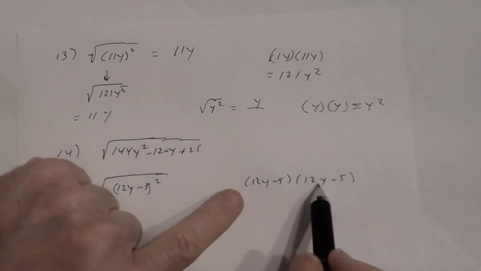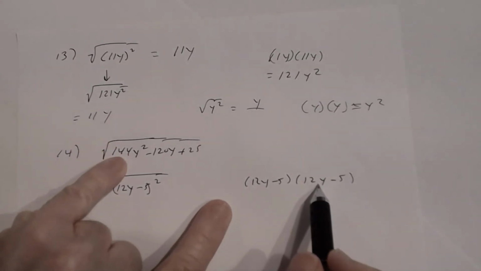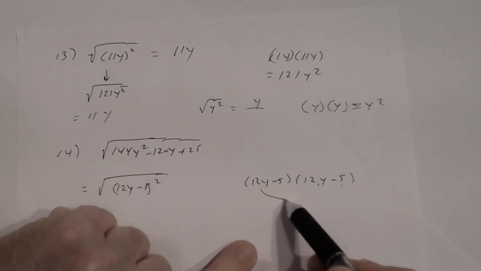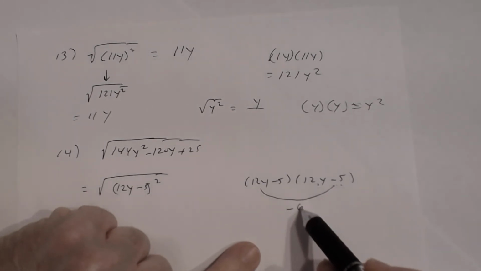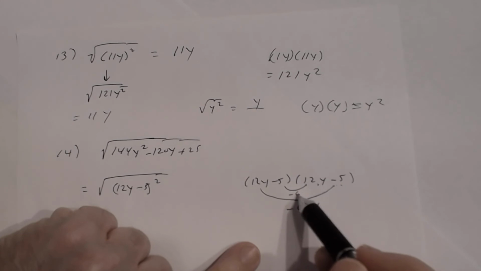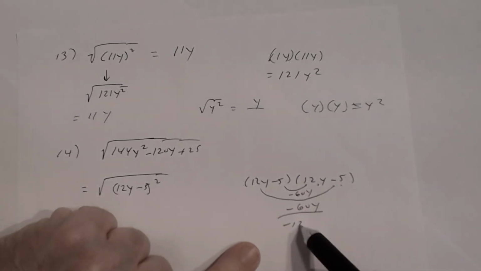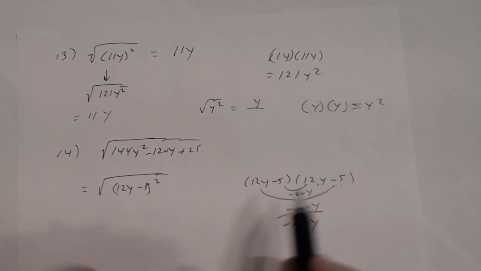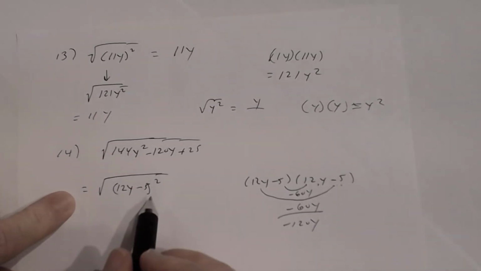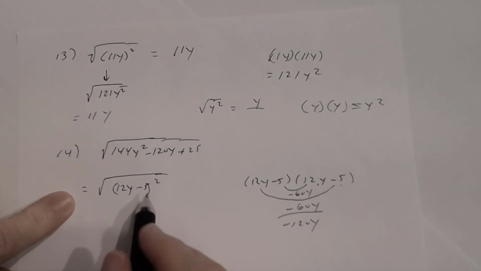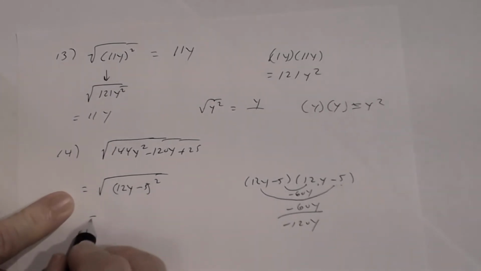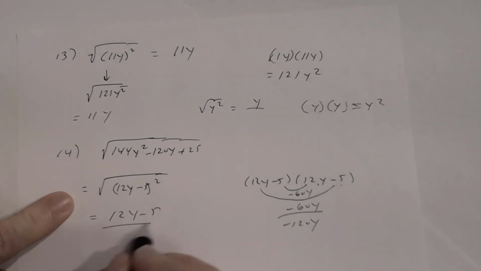So I know that the first works out. That's 144y squared. I know that a negative 5 times negative 5 is 25. Look at the outer. The outer, you agree, is a negative 60y. And the inner, negative 5 times 12y, is also a negative 60y. And we add them up, you get negative 120y, which is what you wanted. So this, when I factor the radicand, gives me this. So what's the answer? It is just the base. So the square root of some base squared is just the base.